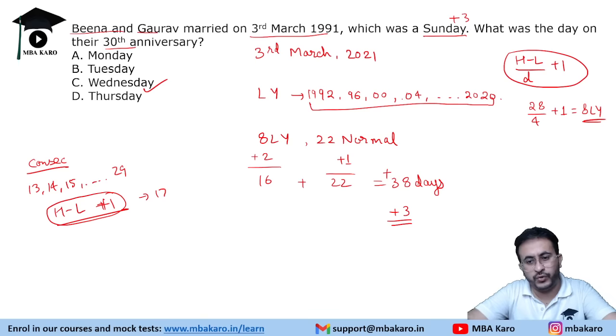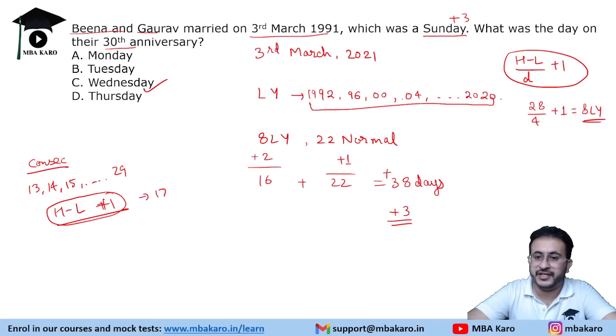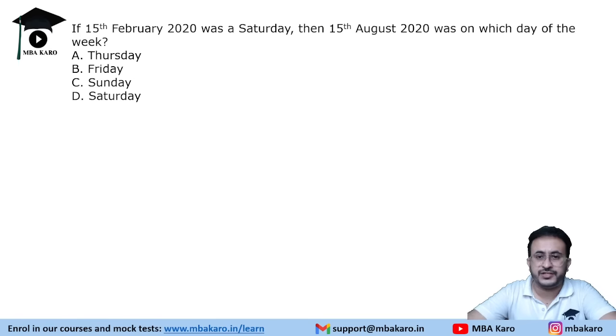So this is how we count. For leap year, 2 days will be counted. For non-leap year, 1 day will be counted. And hence we count that how many days we need to move ahead. And then divide by 7 to get the remainder and add that remainder. Okay, so let's see the next problem.